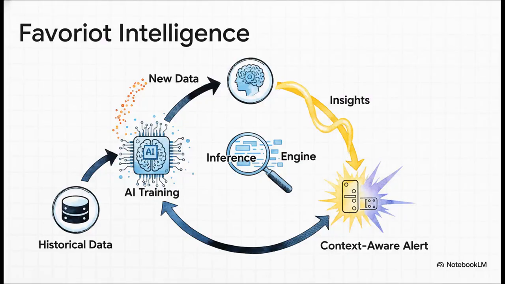So here's how it works under the hood. The platform trains machine learning models on your historical data. Then, an inference engine uses these models to analyze all the new data coming in. But the real genius here is that the output from these smart models actually feeds back into the rule engine. And what that does is create these supercharged, context-aware alerts that are just way more powerful than simple if-then logic.